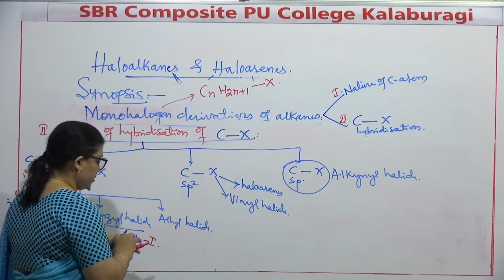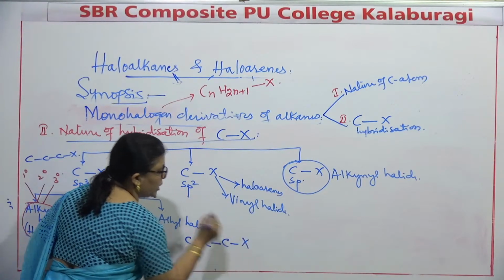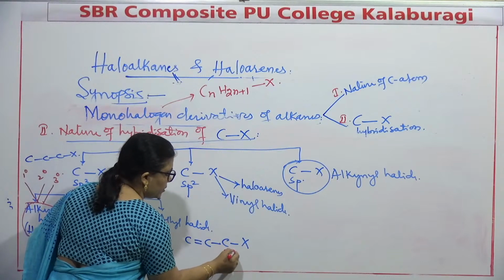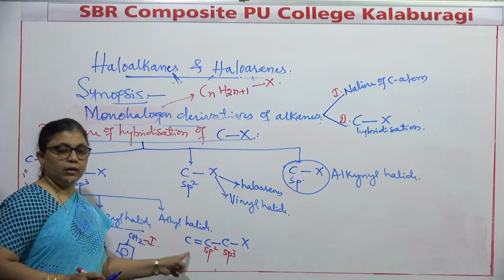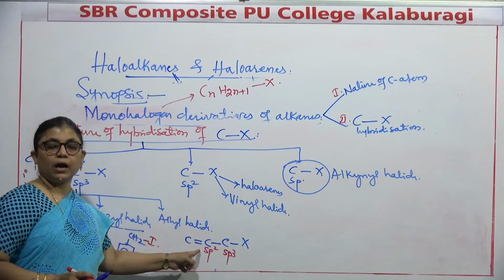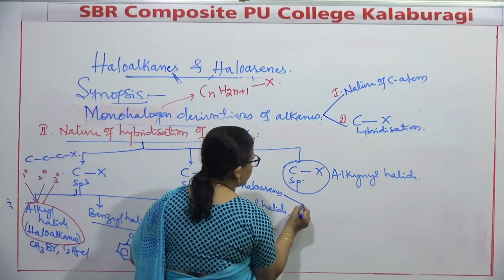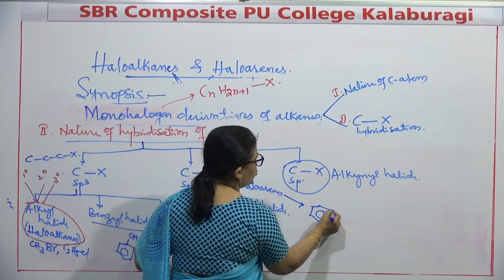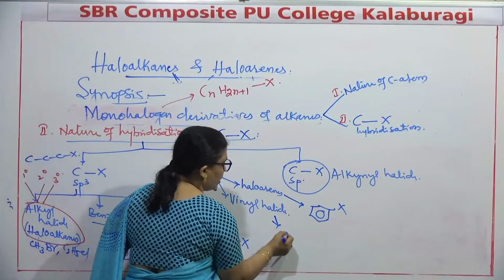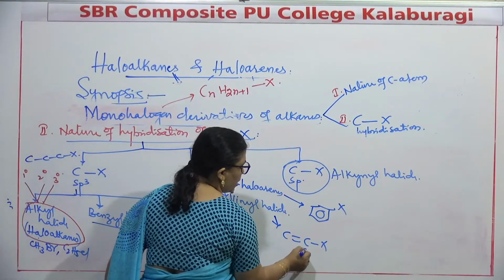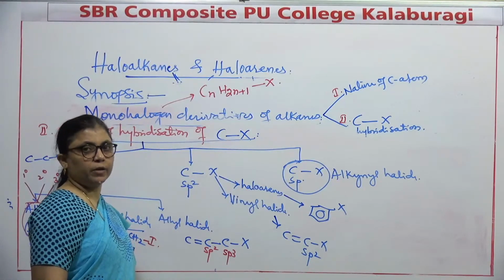Same way, allyl halide: a carbon-carbon double bond, next to which is the carbon containing the halide. This carbon is sp3, but the adjacent carbon is sp2. This is called allyl halide. Similarly, sp2 haloarene, where the halide group is directly linked to benzene, they are called haloarene. Where the halide group is directly linked to an sp2 hybridized carbon atom, they are called vinyl halide.